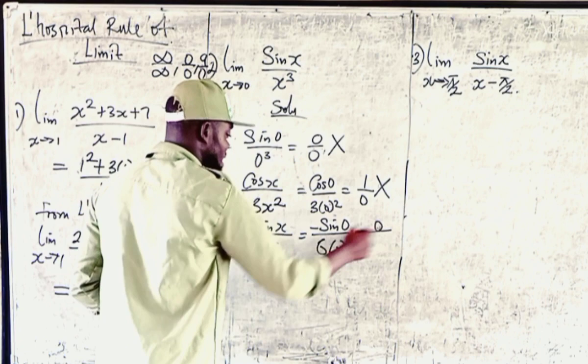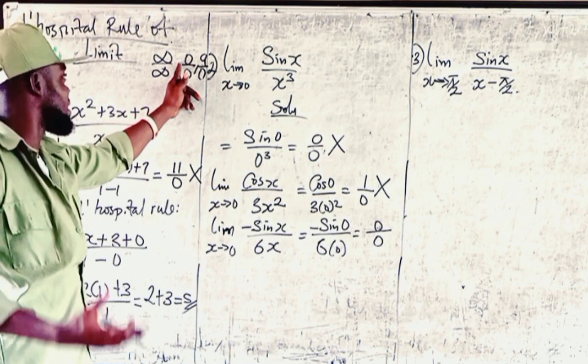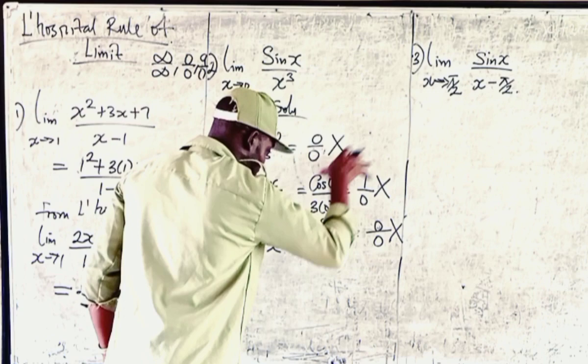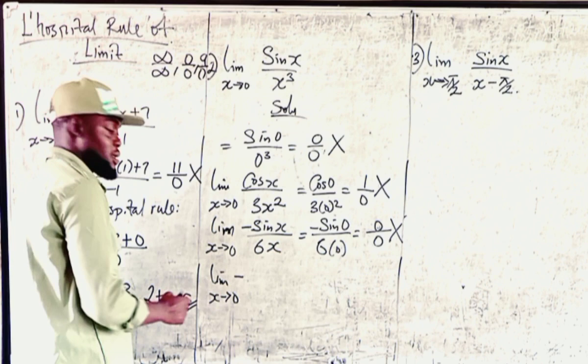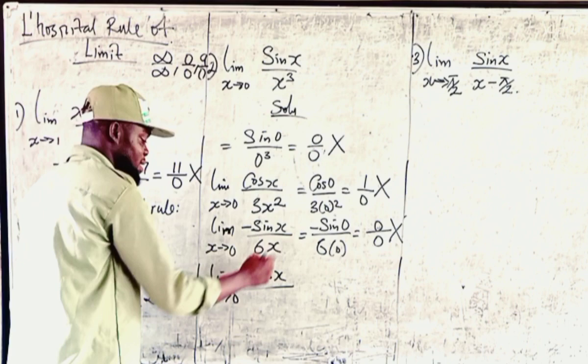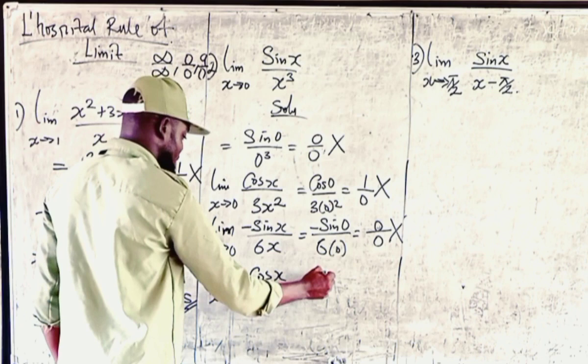We are back to this place again. That is not a valid solution. Next, we repeat the L'Hôpital's method again. For this answer, we have the limit as x approaches 0 of differentiating minus sine x. Differentiating sine x, we have cos x, and the negative sign is still there. Differentiating 6x, we have 6. Substituting 0 again, we have minus cos 0 over 6. That is minus 1 over 6.